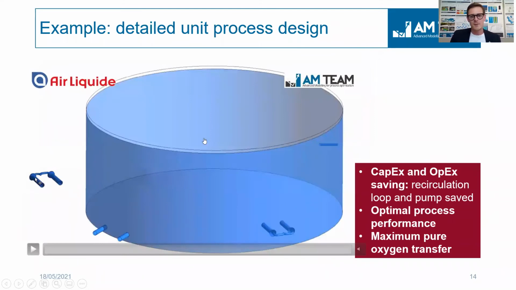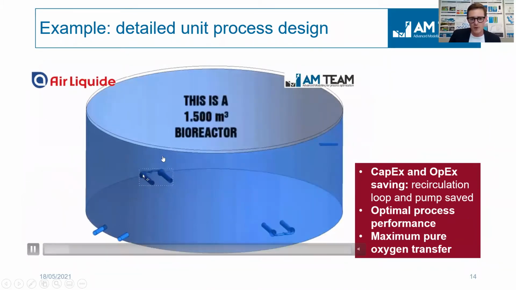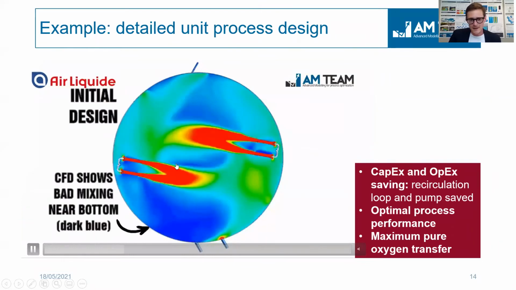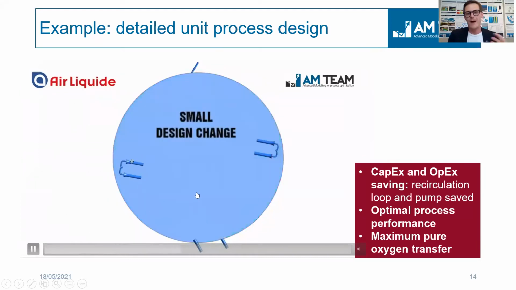Another very nice example, which we use often, this is from the design stage, is this example where people wanted to introduce pure oxygen aerators. This is the top view of the system. 2 injectors left and right. You can see the mixing speed, which is the red color. There's a dark blue zone, which is bad mixing.